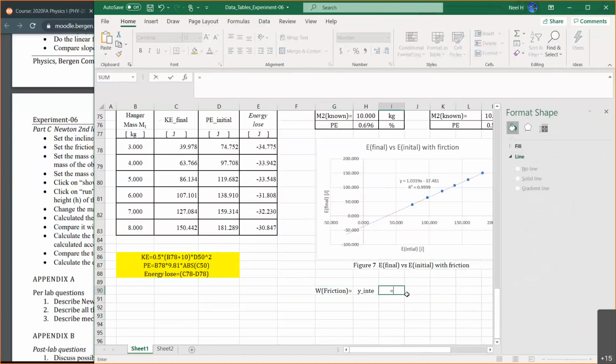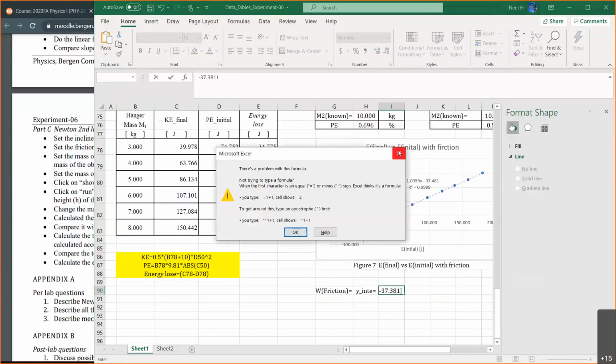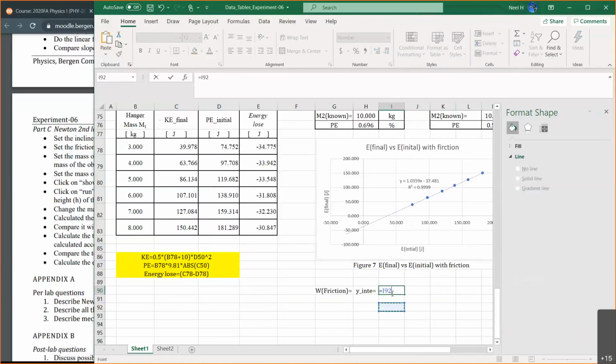So this number right here, y-intercept. We will finish with this one, okay? Y-intercept, which is equal to minus 37.481 joules. Why not write it down, that minus 37.481. Okay, and then you have to put the joule unit here. So that's the amount of energy done by the friction force.